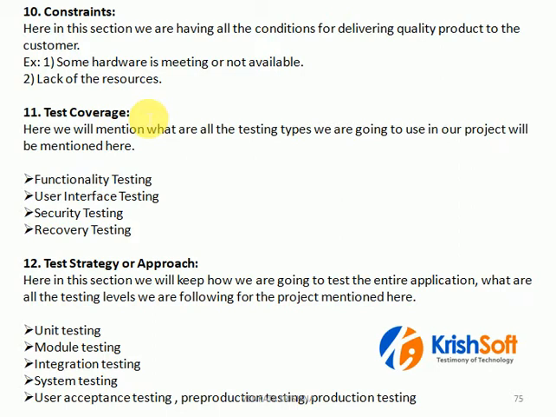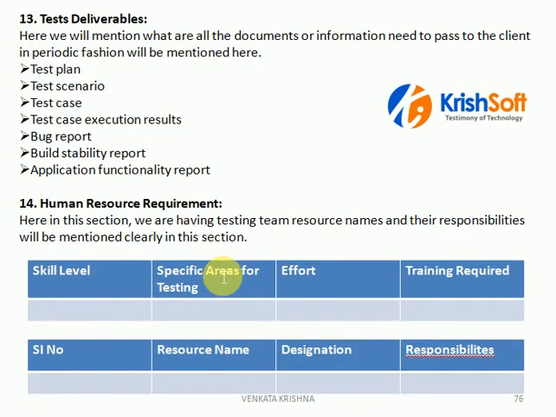Well, very good. Next, the 12th section is test strategy or approach. Here we are talking about levels of testing. In the previous videos we have seen black box testing levels: module testing, integration testing, system testing, user acceptance, pre-production and production. Unit testing will be done by the development team. So these are the various levels of testing we are going to do. That is something like our test strategy or approach. That is the 12th section.